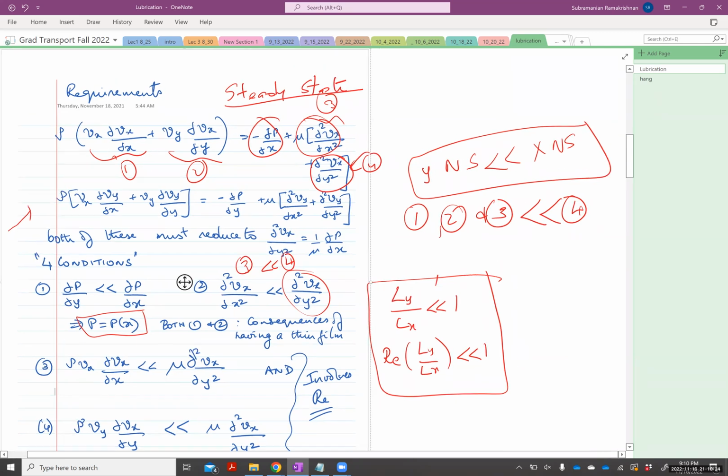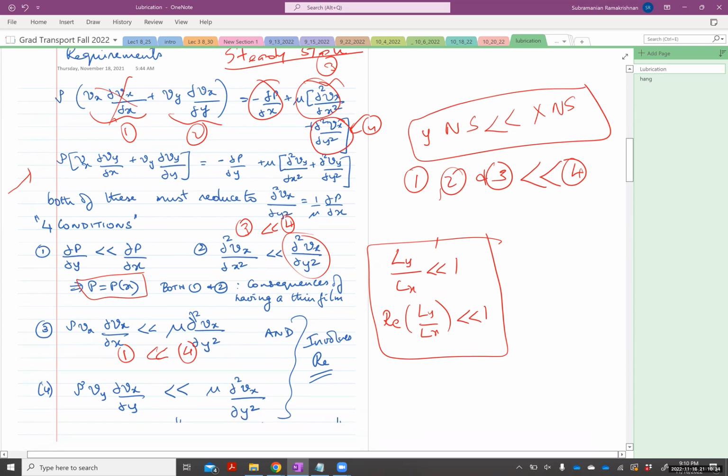Look at this. This is term 1. Term 1 is much less than term 4, so you neglect this. Again, term 2 is much less than term 4, so you can neglect this, and you can neglect this as well. So when are these terms much less than term 4?